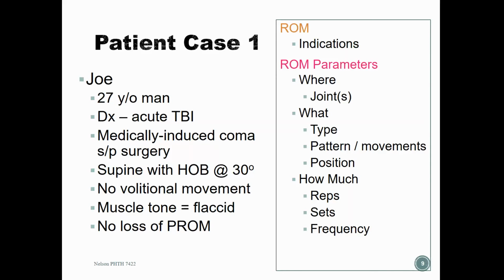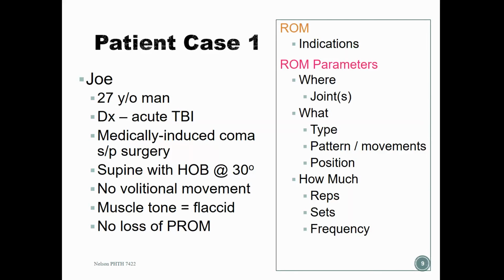So I have a case for you to solve. Mr. Joe is a 27-year-old man. He's been diagnosed with an acute TBI, or traumatic brain injury. He's in a medically induced coma because he had some surgery to relieve pressure, so he has what's called a ventriculostomy, or a drainage tube. That means the head of the bed needs to remain elevated at 30 degrees. He doesn't have any volitional movement. He has flaccid muscle tone. He doesn't have any loss of motion when it's tested passively, so his examination doesn't indicate a loss of motion.